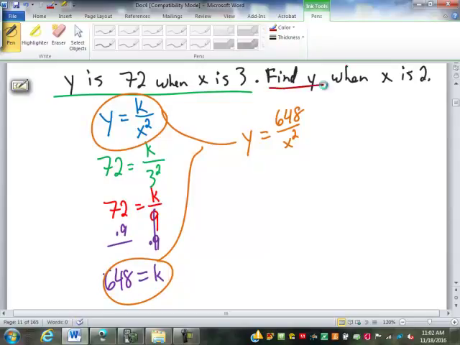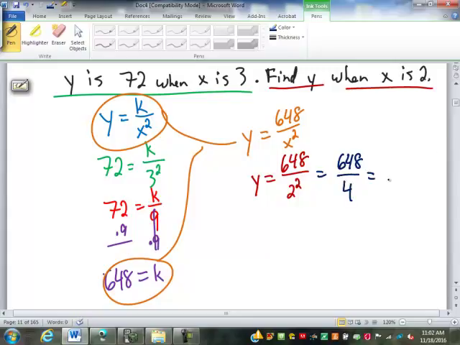Now we're asked to find y when x is 2. So now that we know the relationship is y equals 648 over x squared, we can replace x with 2. So it's 648 over 2 squared, which is 648 over 4, which is 162. So when x is 2, y is 162.